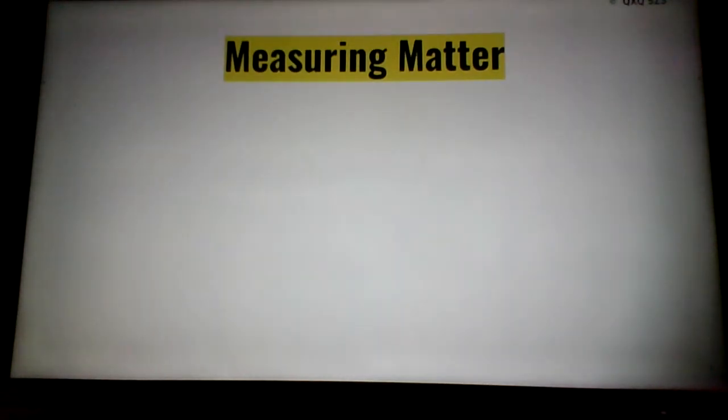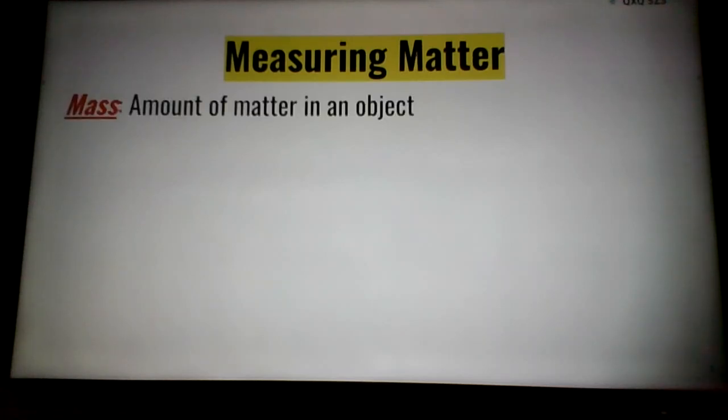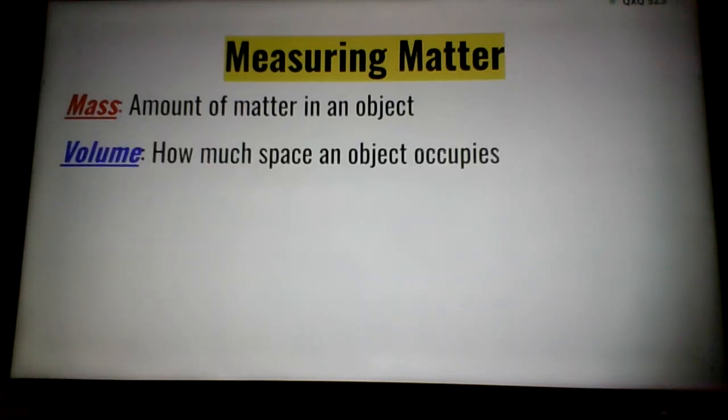Measuring matter. How do we measure matter? Well, it depends on what phase the matter's in: solid, liquid, or gas. Mass is the amount of matter in an object. That's your definition. In fact, this page is mostly definition right here. When we take an object's mass, we're trying to figure out how much stuff is in that object. When we measure the volume, we're measuring how much space an object occupies.